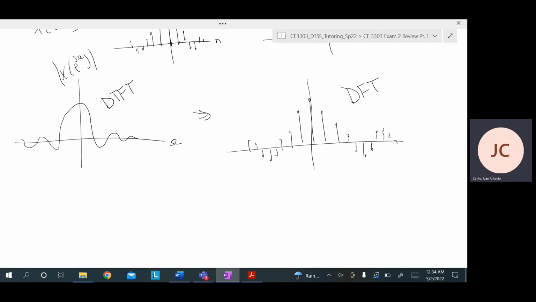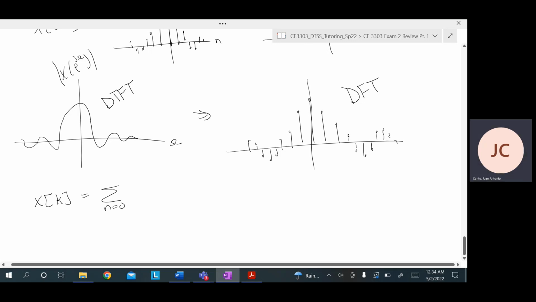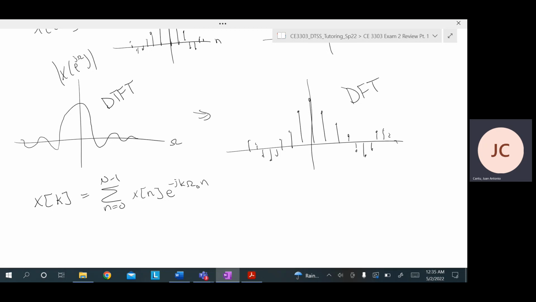Okay. And so I'm going to write the formula for this and I'll explain it. X of k, our DFT, is equal to the sum from n equals 0 to N minus 1 of x of n e to the minus j k omega naught n. And so the way we're actually sampling is, this is omega naught, this is 2 omega naught, this is 3 omega naught, and so on. That's why we have this.